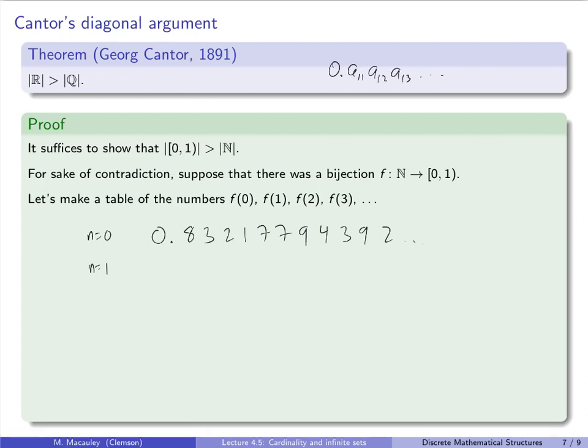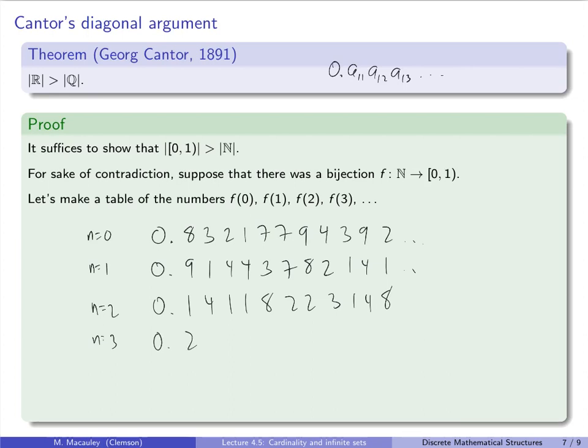Say that the next one, n equals 1, so that's f of 0. Suppose f of 1 is 0.914437824141. Suppose for n equals 2, it is 0.14118223148. Suppose for n equals 3, it is 0.26636148992, etc. Suppose n equals 4. So these things are all decimals. I haven't had any zeros in here, so let's change that: 0.1604012, etc. So just suppose that we have this infinite list.